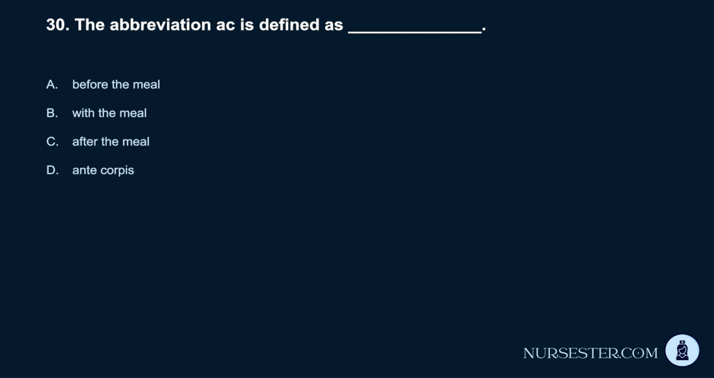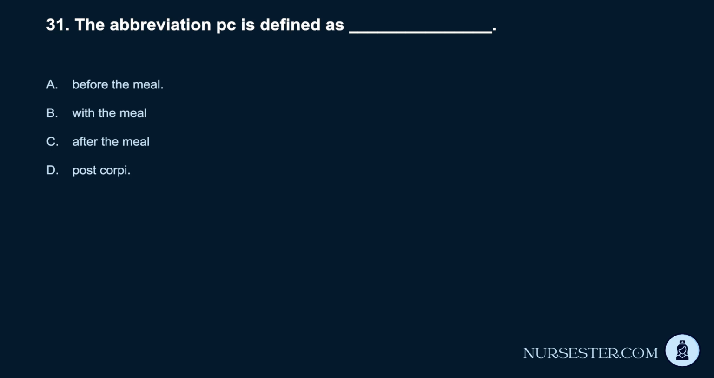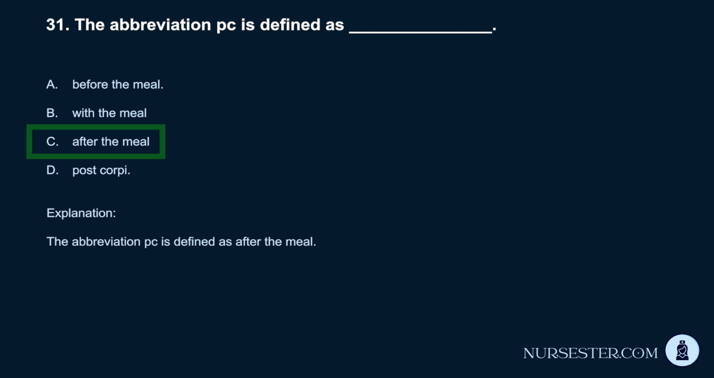30. The abbreviation AC is defined as underscore. A. Before the meal. B. With the meal. C. After the meal. D. Anticorpus. Correct answer, before the meal. The abbreviation AC is defined as before the meal. 31. The abbreviation PC is defined as underscore. A. Before the meal. B. With the meal. C. After the meal. D. Post-corpi. Correct answer, C. After the meal. The abbreviation PC is defined as after the meal.